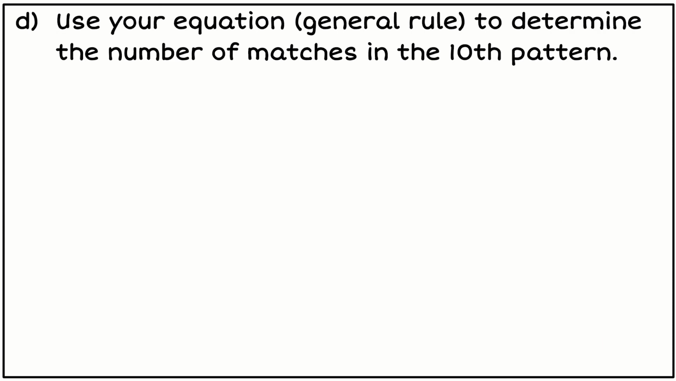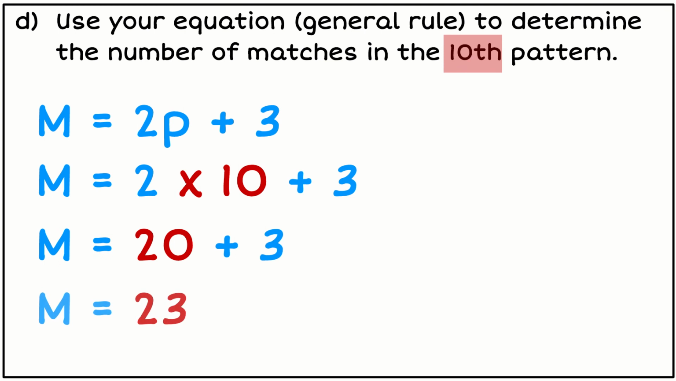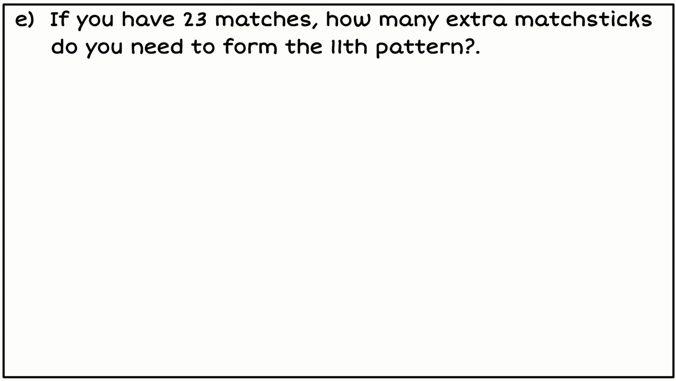So using this equation, we want to find the number of matches in the 10th pattern. So we want the 10th pattern, so that's our value of p. So we're going to substitute p equals 10 into our equation. And that's going to give us m equals 20 plus 3, which is 23. So that means that there are 23 matches in the 10th pattern.